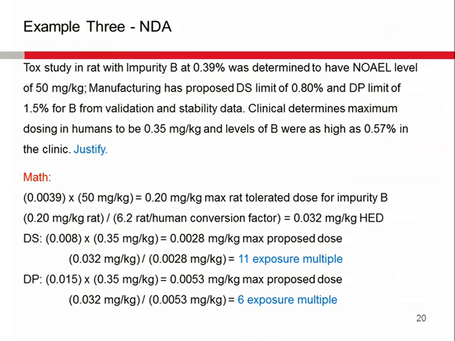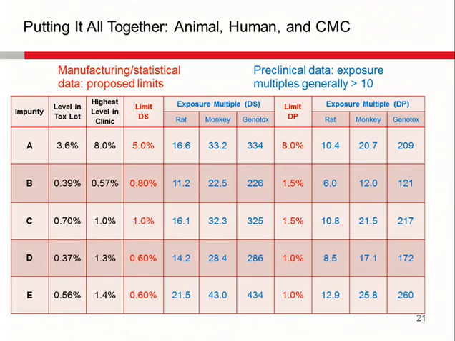Your animal tox exposure multiple is 11-fold, so that's very good. And this last one is, if you take it all the way to the drug product, it's about 6. So if you put that all together in a table, this is what it might look like in an NDA, for example. This is a compilation of tox, clinical, drug substance, drug product, manufacturing, all condensed into a table.